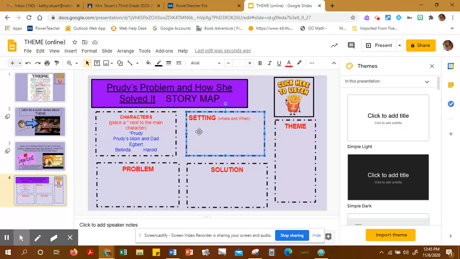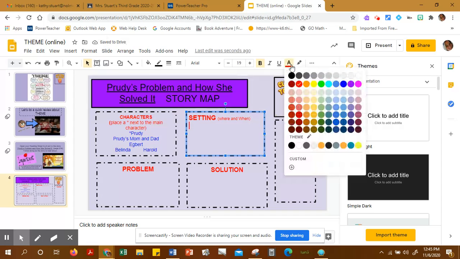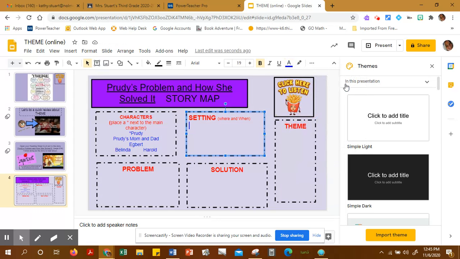Good job. Now let's go on to setting. A lot of us are still forgetting that we moved beyond setting just being the where. Now that we're in third grade, we also have to understand that setting includes the when. So we need two answers always for setting. We need a where and we need a when. So where does this story primarily take place? I agree. It mainly takes place at Prudy's house, whether it be in her backyard or in her bedroom, but the main setting is Prudy's house.